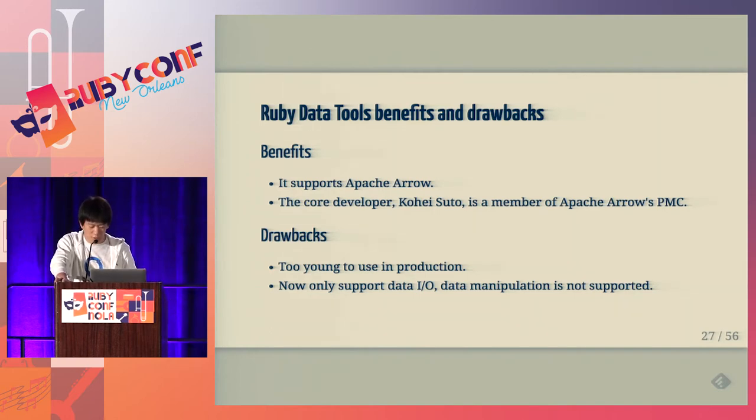The second drawback is that Apache Arrow is currently just a data format for in-memory and streaming I/O. So you cannot use it for manipulating data. Now you can do only load, save, and converting data, but they are much faster than other ways. Apache Arrow has a plan to implement data manipulation APIs, so this drawback will be resolved in time.